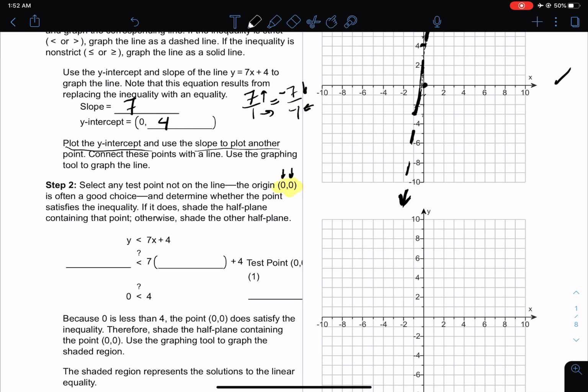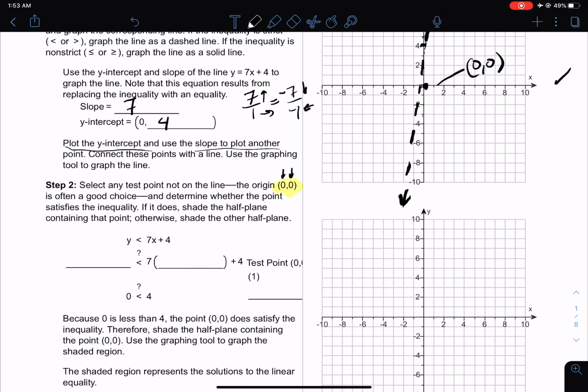I wish it was clearer here that it's definitely not going through 0, but I wish it was a little further just to illustrate that a little better. But 0 is not on the line. 0 is clearly on this right-hand lower side of it. So that is 0, 0.